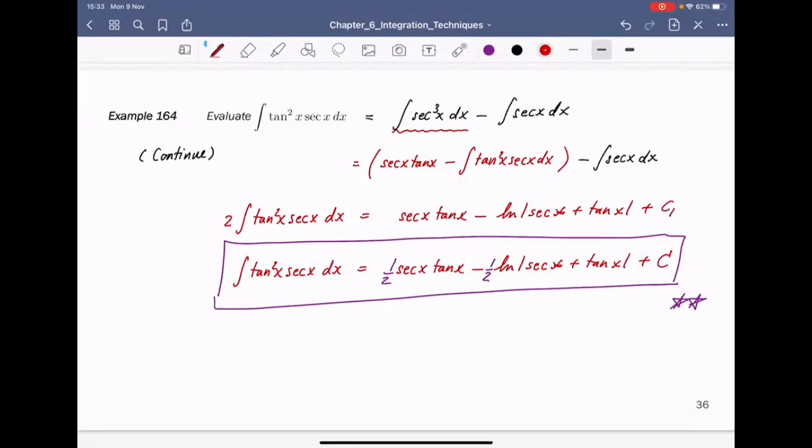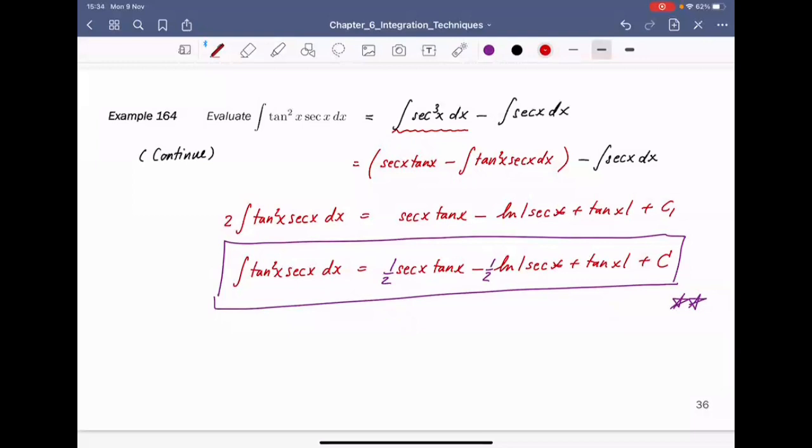Well, we have learned 3 techniques, which are integration by parts, partial fraction, and trigonometric integrals. So the last one for this chapter and the last one for today is trigonometric substitution.